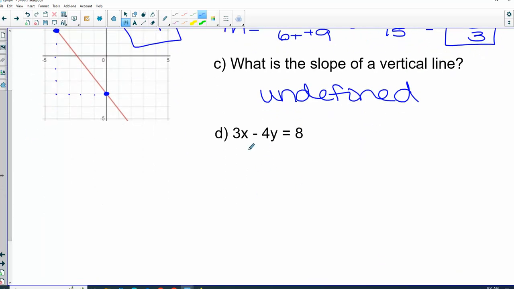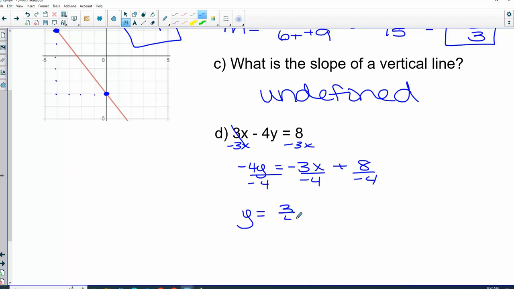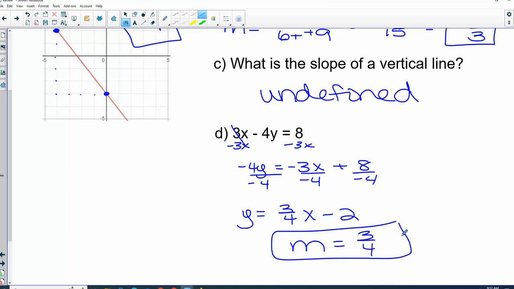Who can tell me, how would I find the slope if I give you the equation in standard form? Aiden? Start by subtracting 3x. So we have -4y equals -3x plus 8. Then what? And then divide -4 by everything. So y equals -3 over -4 would be a positive 3/4. 8 divided by -4 is -2. So what is my slope? 3/4. All right.